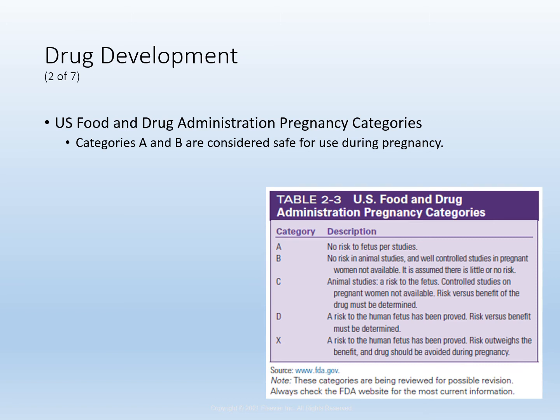So a category A drug is going to have no risk to the fetus based on the studies that have been done, all the way down to B, C, and D. So as you get down to D, there's more of a proven risk, so you have to outweigh the risk versus benefit. And then on the last one, category X, this shows that there is a definite risk to the fetus. The risk is going to outweigh the benefit, so you don't want to give this drug at all during pregnancy.